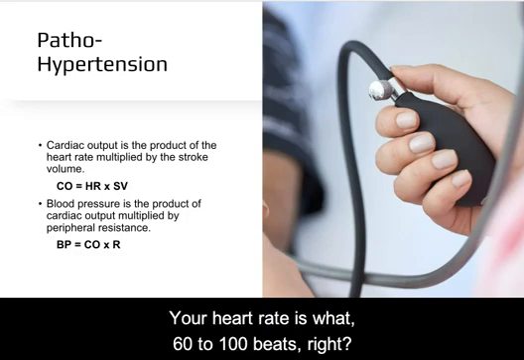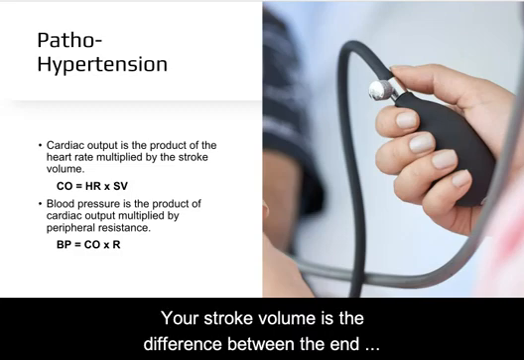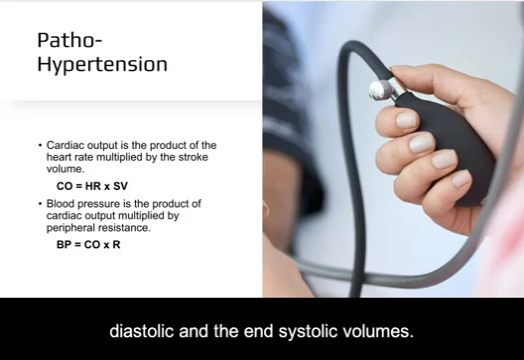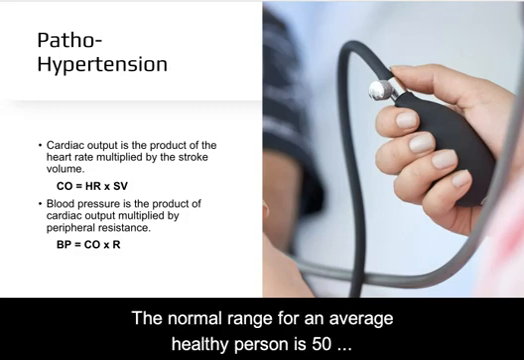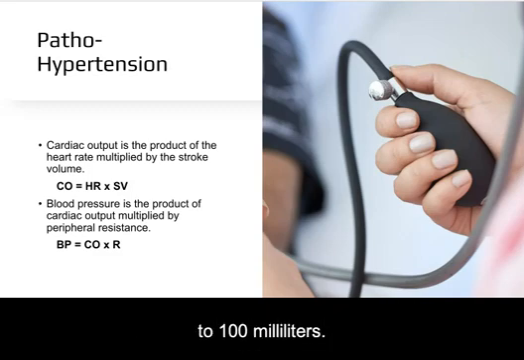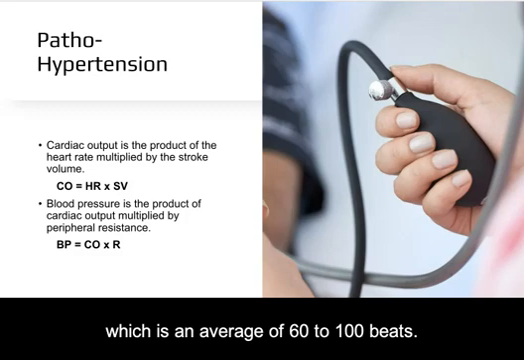Your heart rate is what? 60 to 100 beats, right? Times your stroke volume. Your stroke volume is the difference between the end diastolic and the end systolic volumes. It's the volume ejected with each heartbeat, right? The normal range for an average healthy person is 50 to 100 milliliters, right? And then we multiply that by your heart rate, which is an average of 60 to 100 beats.